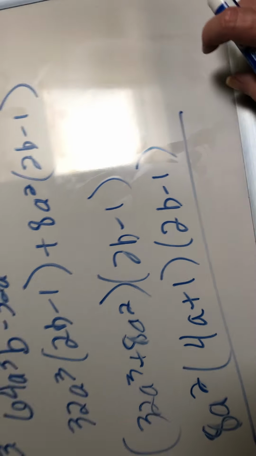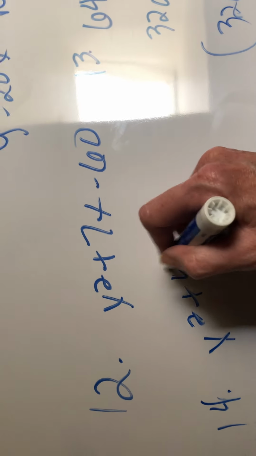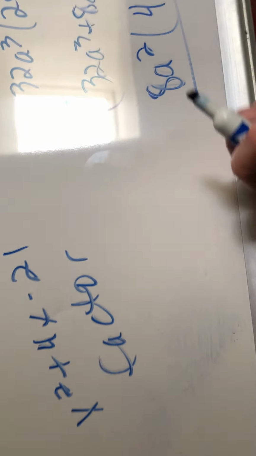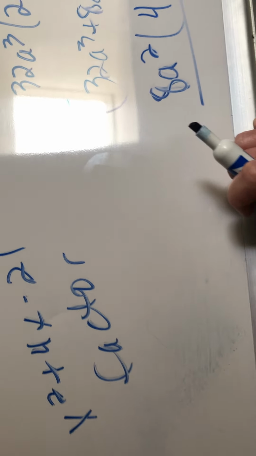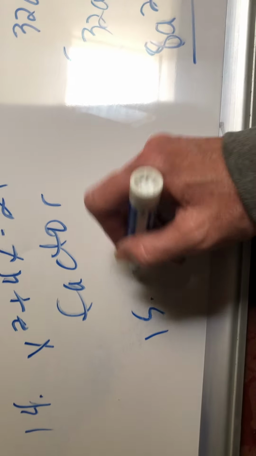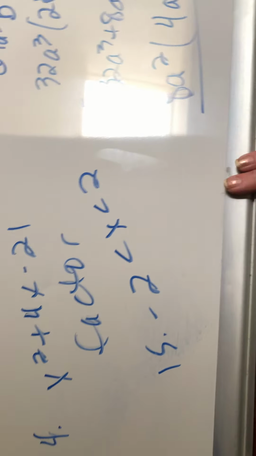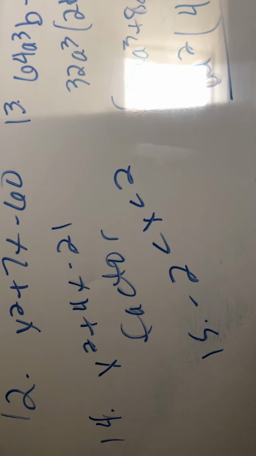On 14, you're just factoring. On number 14, you're just going to take that x squared plus 4x minus 21 and just factor it. And then on 15, you're just writing that conjunction. So on 15, it's going to be between -2 and 2. They're open circles, so I just gave you the answer for 15 as well. Okay, so that should help you out on those.